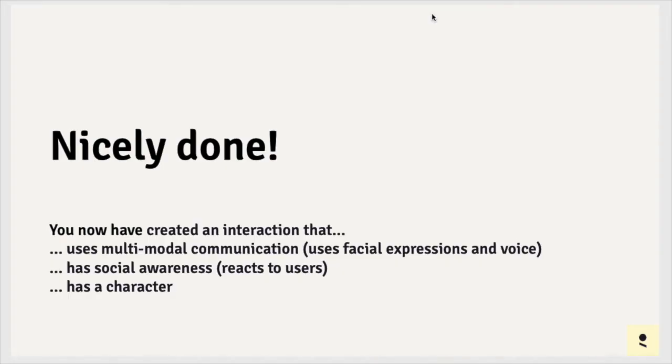All right, nicely done. We have now created an interaction that uses multimodal communication, that is both facial expressions and voice. It has social awareness, in that it reacts to users entering and leaving the interaction space. And it has somewhat of a character also. Next up, you can choose if you want to keep on working with this little interaction and polish it and explore more of what you can do to make the interaction more robust and a better interaction overall. Or perhaps you want to try out creating a completely different interaction.